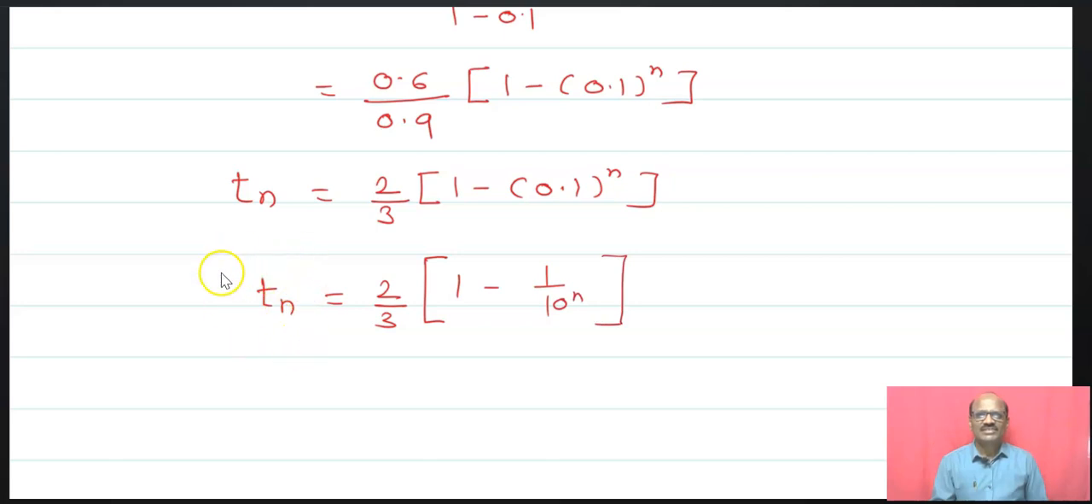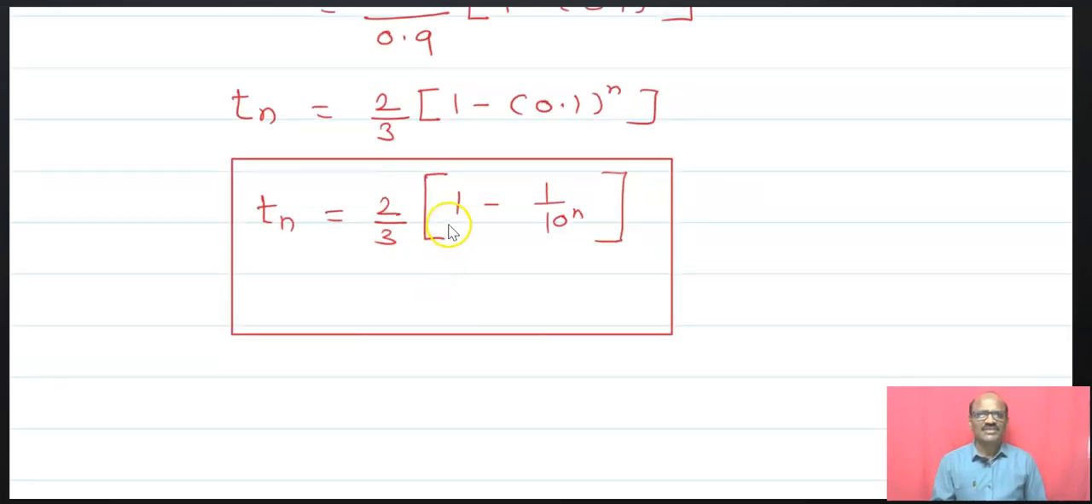You can change this: Sn is equal to 2 upon 3, 1 minus 1 upon 10 raised to n. Now, instead of that, again, I am repeating, you replace Tn by Sn. Now, the question number 10.